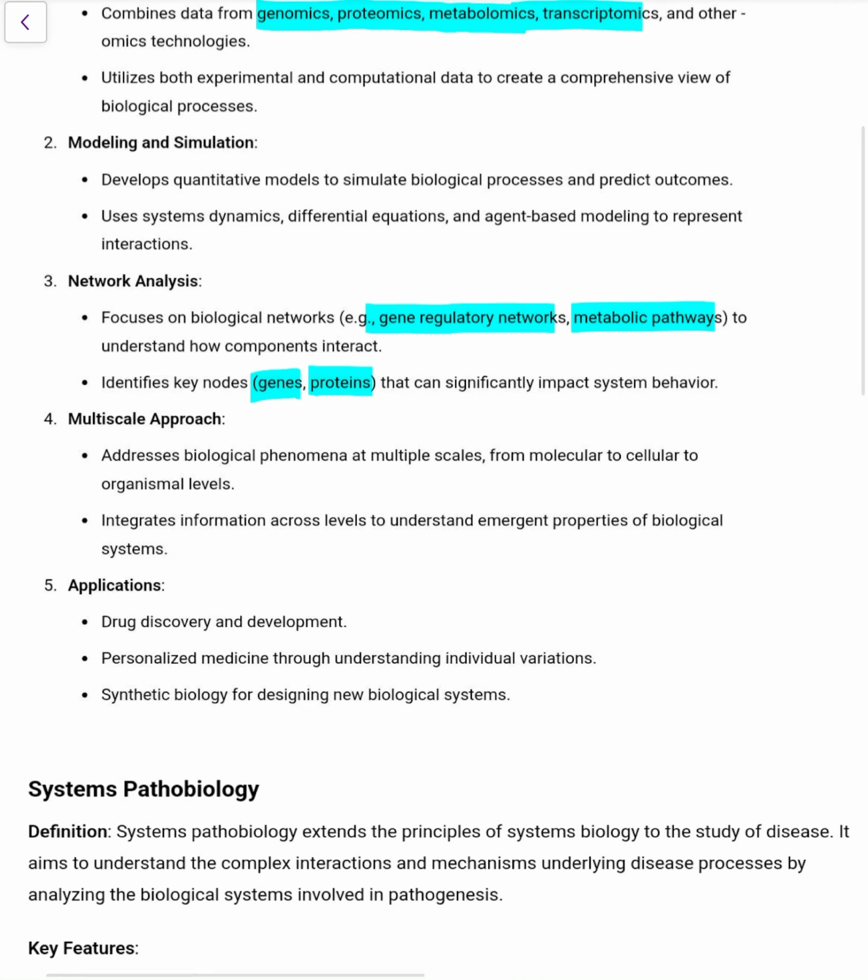Next is the multi-scale approach. It addresses the biological phenomenon at multiple scales, from molecular to cellular to organism levels. It integrates information across levels to understand emergent properties of biological systems.